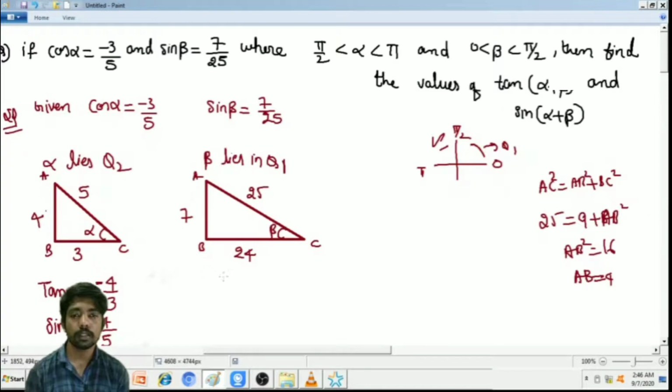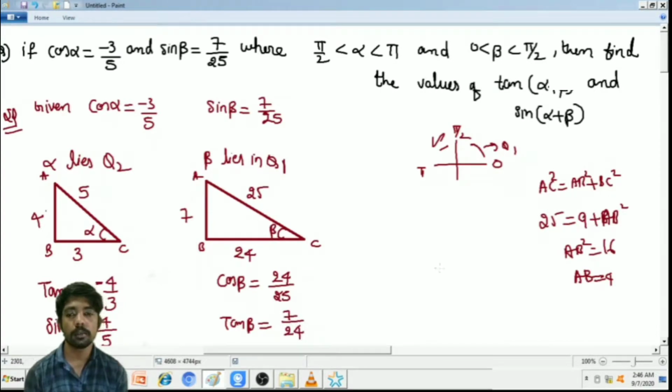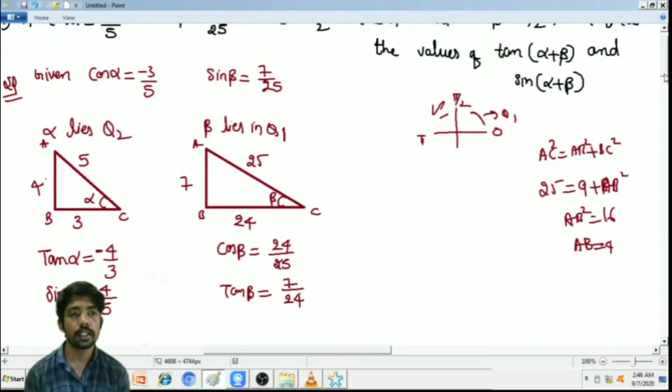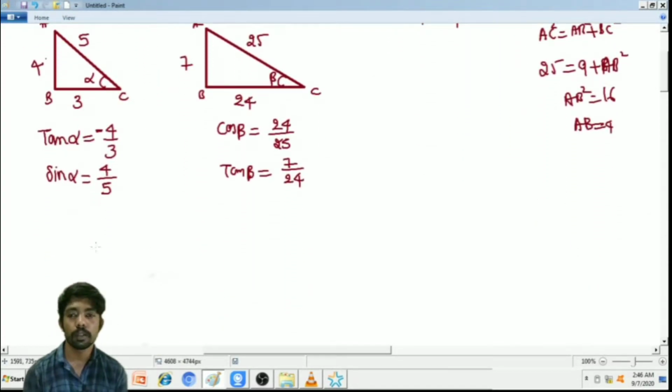Sin we have, next cos beta is equal to adjacent by hypotenuse, and next tan beta is opposite by adjacent. Here in the first quadrant all are positive, hence positive. Now let us find tan of alpha minus beta.